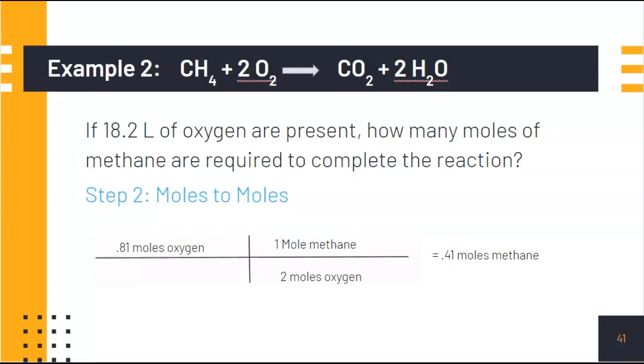But example 1 and example 2 are basically the same thing, but in reverse. In example 1, you start with a mole, you end with a liter. Example 2, we start with a liter, end with a mole. Either way, we're going to have a step that uses our 22.4 liters, and we're going to have a step that does moles to moles using the balanced chemical equation.